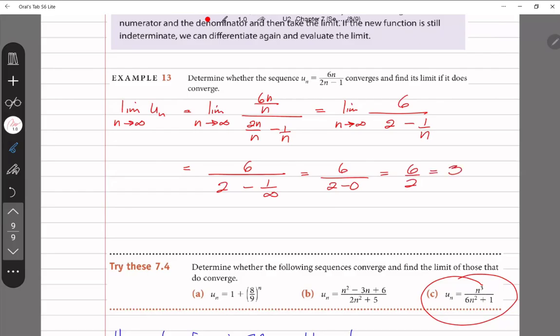So therefore un converges to 3. Un converges, yes, and it converges to 3.